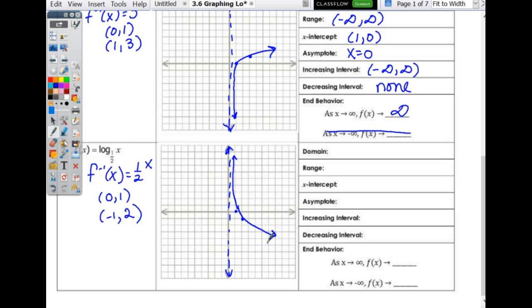And so this goes like that. So the difference between the top one and the bottom one. The top one is increasing, and what's the bottom one? Decreasing. Okay? So did the asymptote change? Did the x-intercept change? The only thing that changes is your second point. And that determines whether it's increasing or decreasing. Only thing that changes.